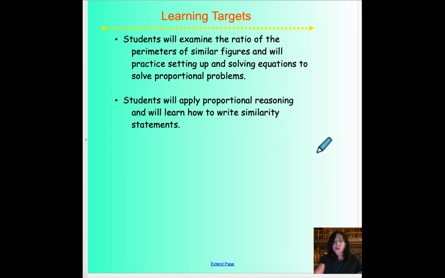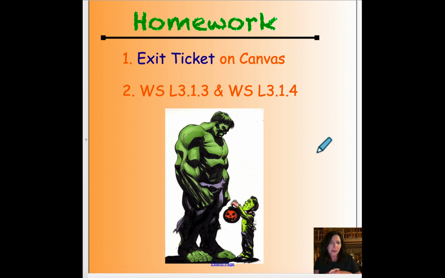Okay, so the next thing, just to make sure that we covered all of our learning targets and then some, check. Your homework tonight is twofold. You have an exit ticket on Canvas to help you in preparation for the quiz that you have on Wednesday. So I do expect you to do that exit ticket by Tuesday night. And then you have a worksheet, which is L 3.1.3 and 3.1.4. It's front and back. That's all that is.